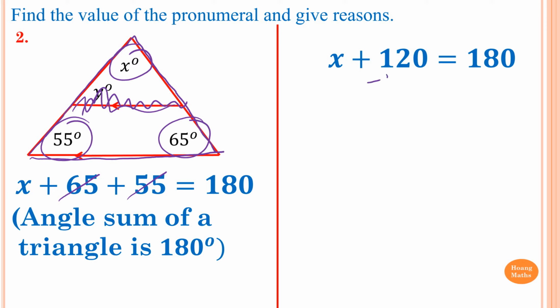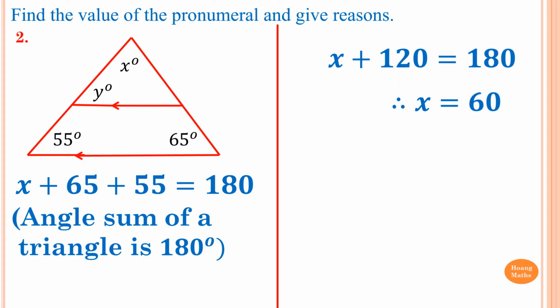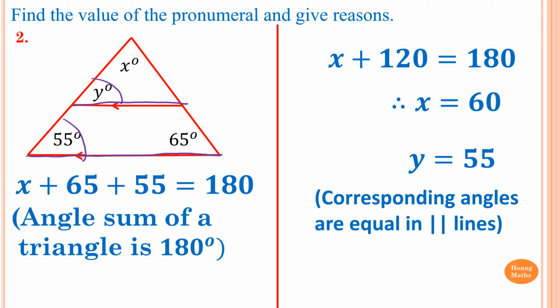So now I just minus 120 on the left and minus 120 on the right. So this is gone. So 180 minus 120 is 60. So therefore, x is equal to 60. To find y, what we can do is we can see this line here and this line are parallel. So this y is equal to 55 because corresponding angles. So y equal to 55. And the reason is corresponding angles are equal in parallel lines.